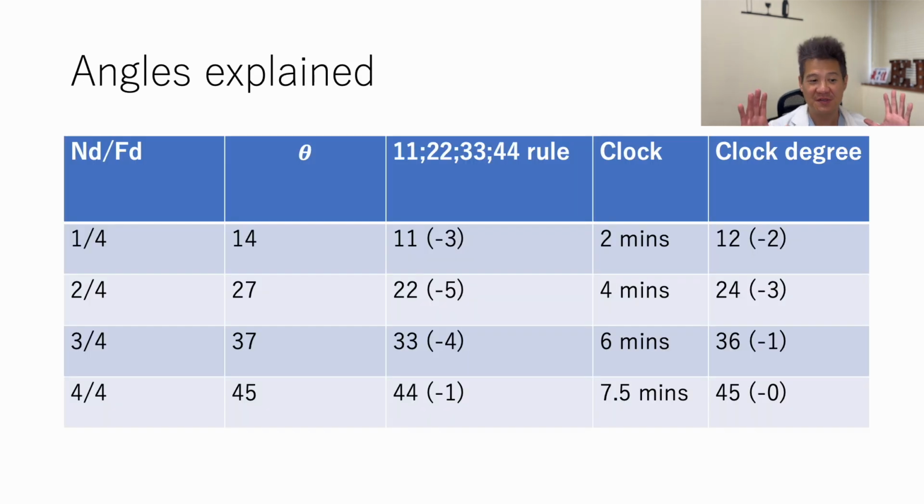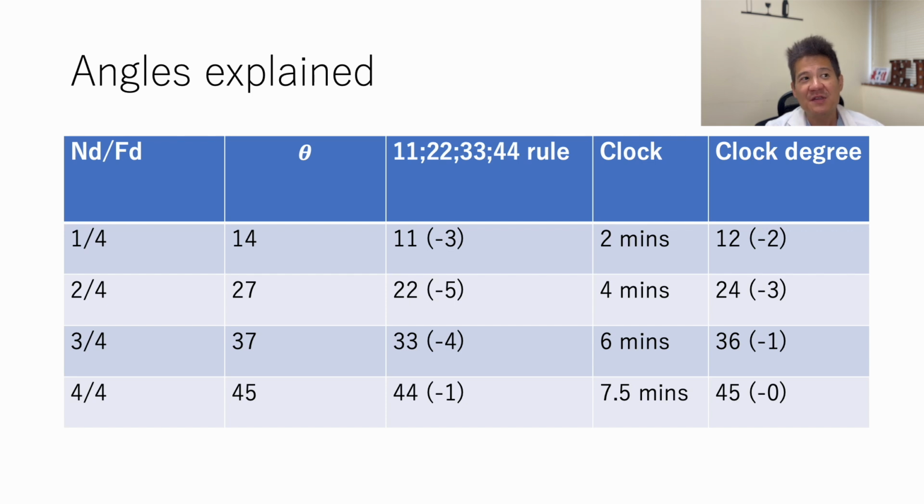In fact, if you put this table we look at here, we can work out the actual theta angles, 14, 27, 37, and 44 on the second column, against the 11, 22, 33, 44 rule. And you can see 11 is actually 3 degrees less than 14, okay? 22 is actually 5 degrees less than 27, okay? 33 is 4 degrees less than 37, and 44 is 1 degree less than 45. So if you follow the rule, you'll be a little bit less, but because of the temptation to over-rotate, you'll be about right.